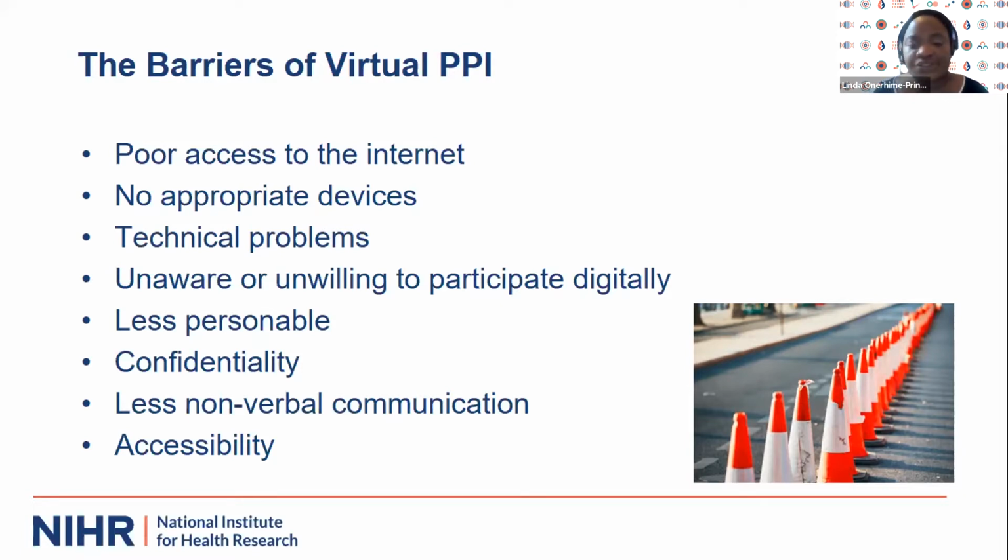It also could be less personable. When you meet in a physical environment, you may have a chance to have a coffee and break section, networking. So it could be argued that in a virtual environment, that could be lost. There's also a confidentiality issue. Some representatives may not be comfortable appearing in front of a camera or even showing their surroundings when they appear in front of a camera. It also could be less non-verbal communication. Very often when you meet in a physical environment, you're able to read non-verbal cues. That could be lost as well. And there could be an accessibility issue as well.